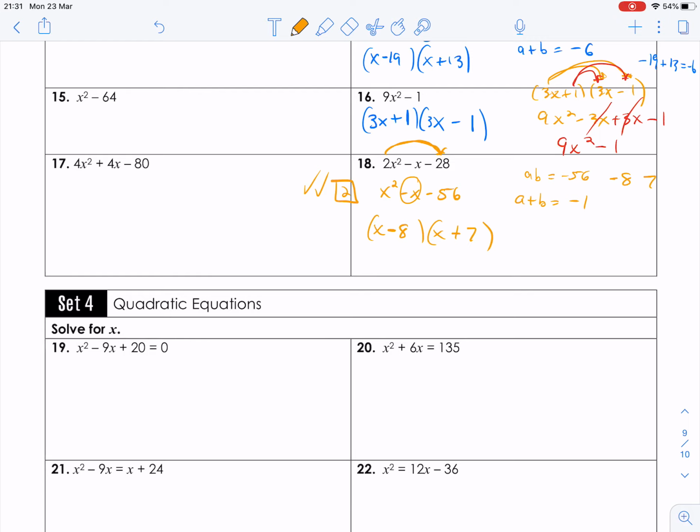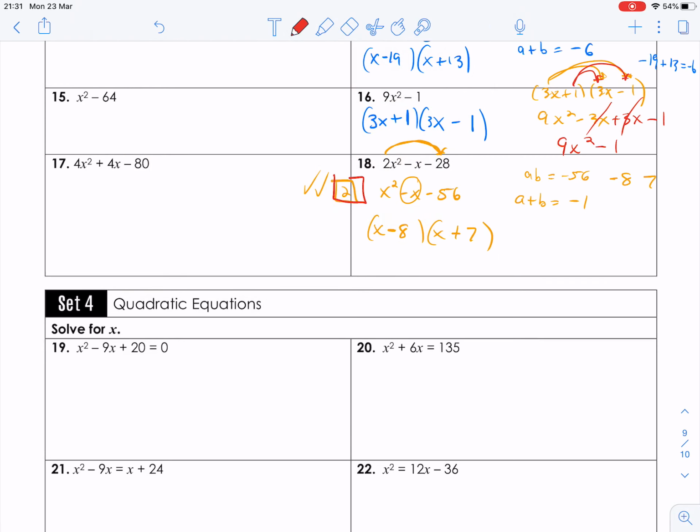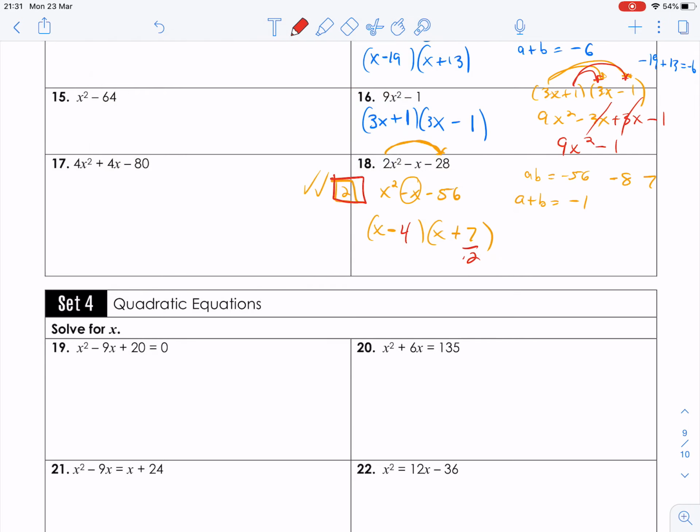So we're not done now. So now is where the 2 comes in. So we bring back our 2, and we divide it by 2 and simplify it as much as we can. So 8 halves becomes 4. So we get rid of our 8 halves, and that becomes 4. Can we simplify 7 halves anymore? No. So then we carry the 2 over. So that becomes x minus 4 times 2x plus 7, and that is your answer.